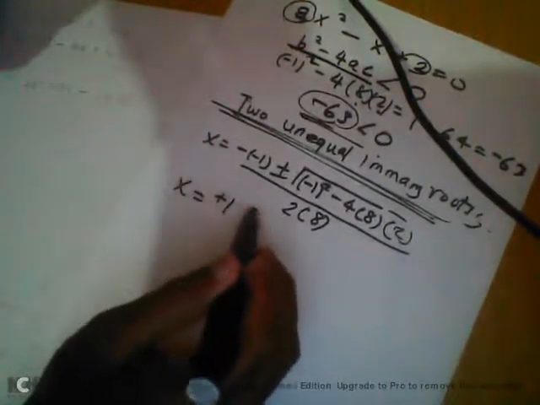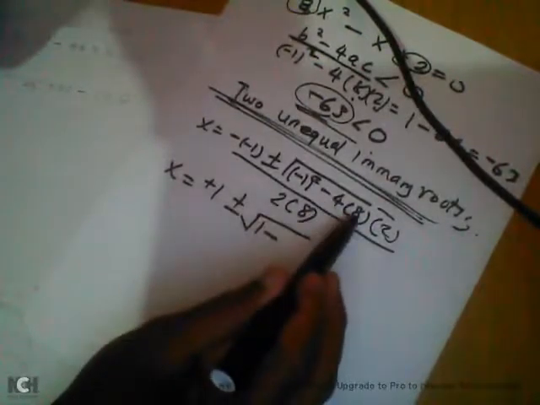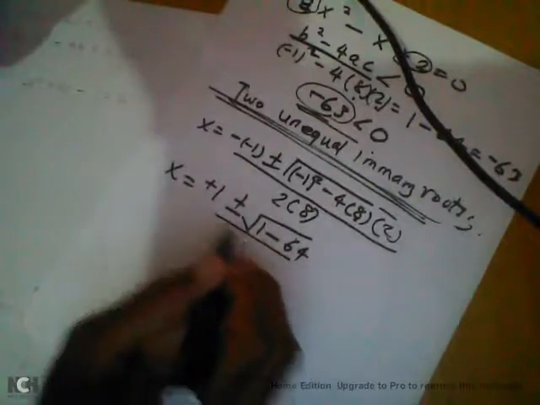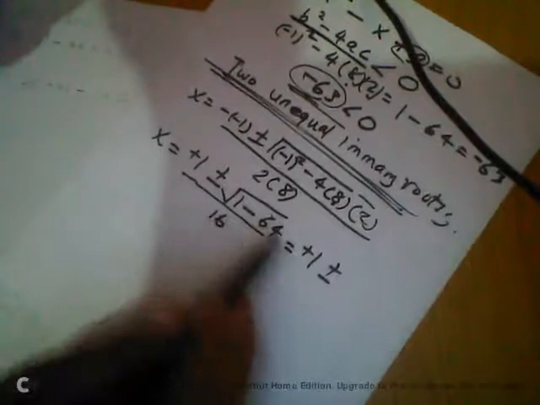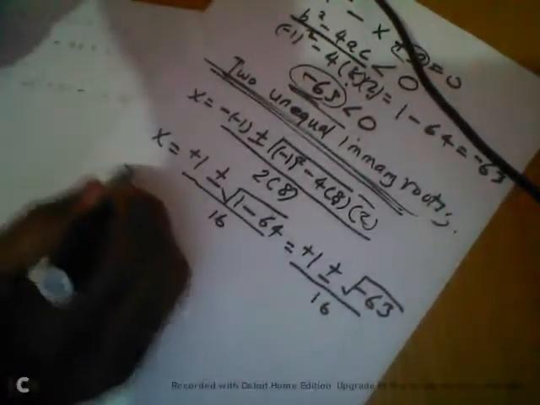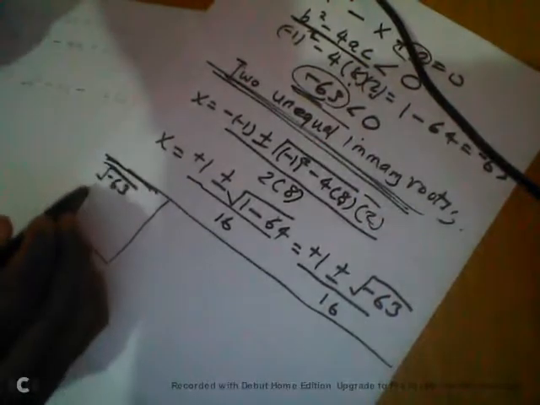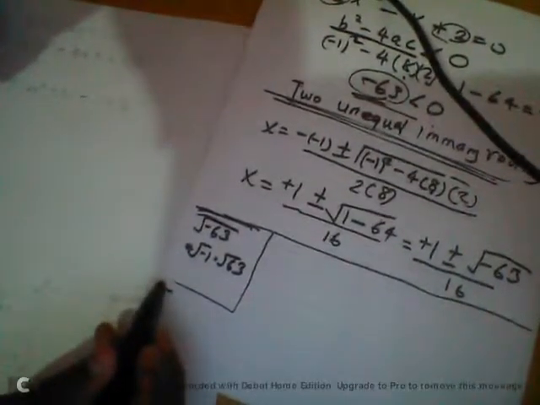So this is going to be positive 1 plus or minus the square root of 1 squared is 1, minus 4 times 8, 32, 32 times 2, 64, over 16. So finally we got 1 plus or minus square root of negative 63, over 16. So let me put a small note here. If somebody gives you the square root of negative 63, I can separate it: square root of negative 1 and square root of 63.